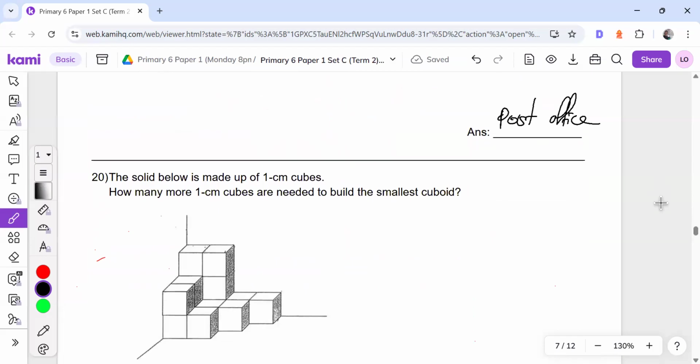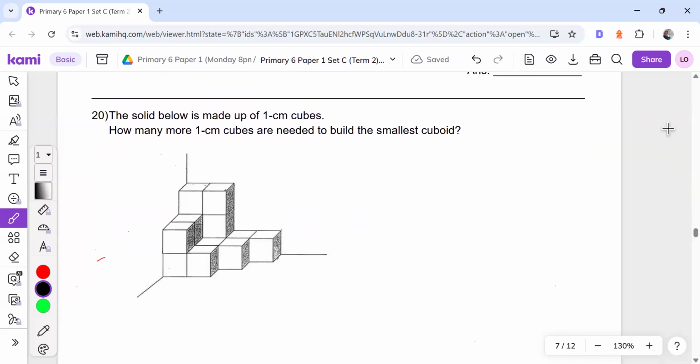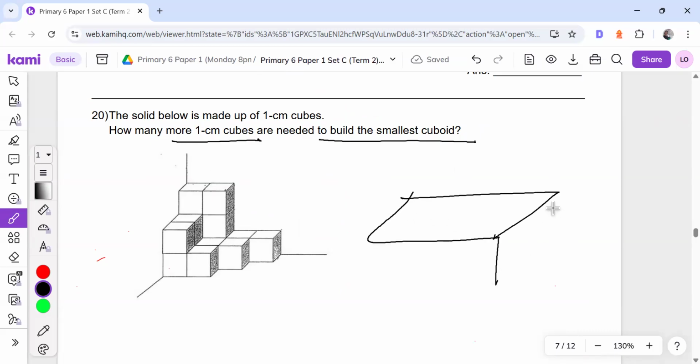Okay, next one. Question number 20, a rare question. Usually, you're asked to find how many cubes are needed to build the smallest cube, right? Or to build a bigger cube, something like that. But this time, you have to add more cubes to build the smallest cuboid. What is a cuboid? A cuboid is a rectangular block.